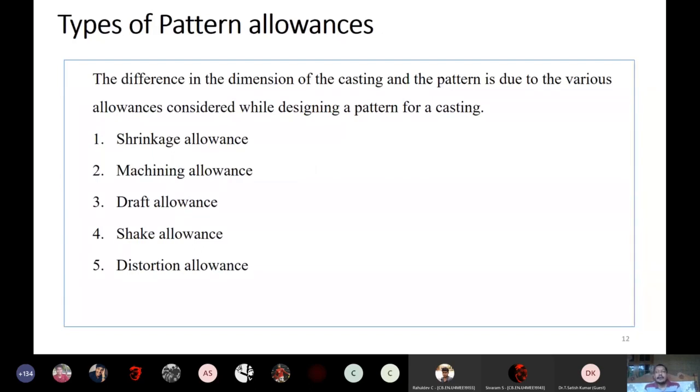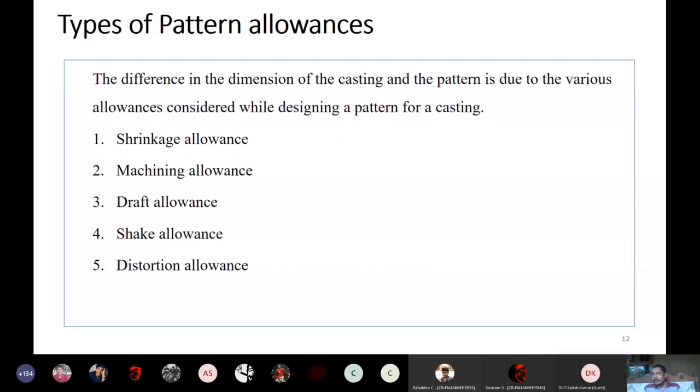Now I'll come to the next topic, that is types of pattern allowances. Why does a pattern require an allowance? You can see many allowances written here: shrinkage allowance, machining allowance, draft allowance, shake allowance, and distortion allowance. Why actually does a pattern require an allowance?